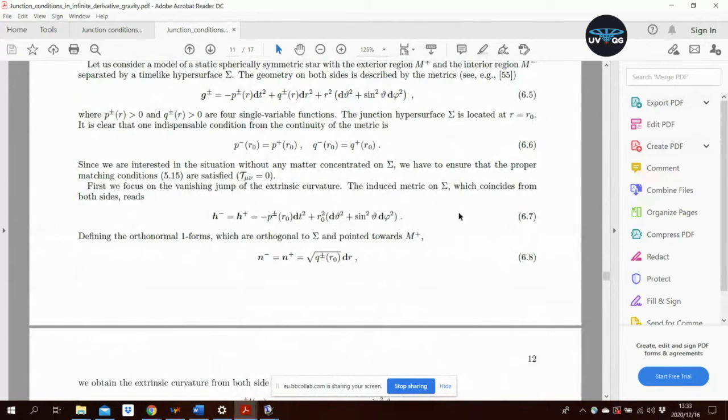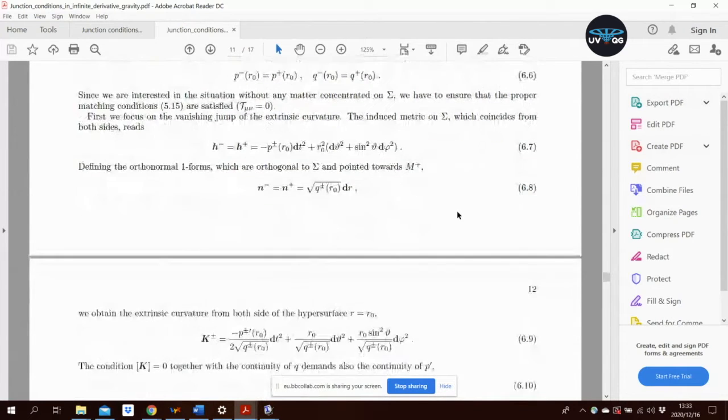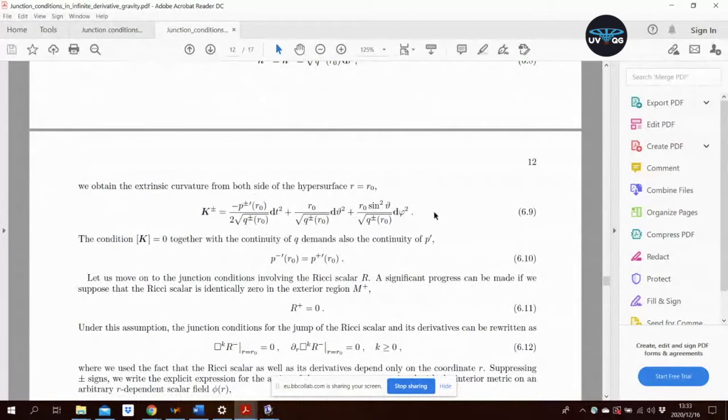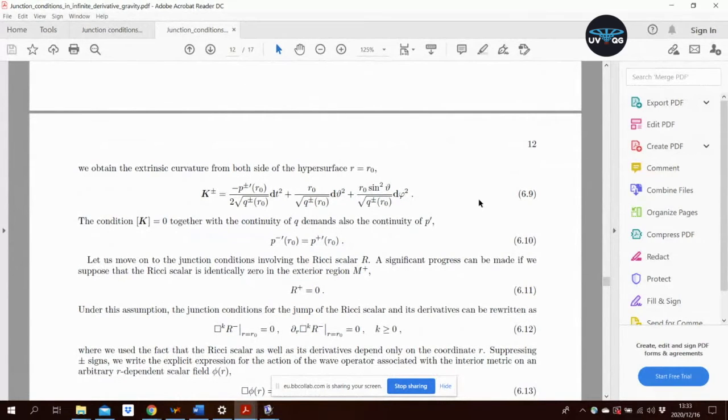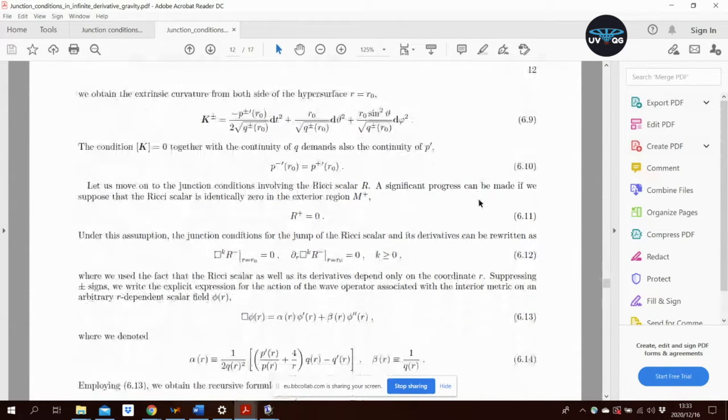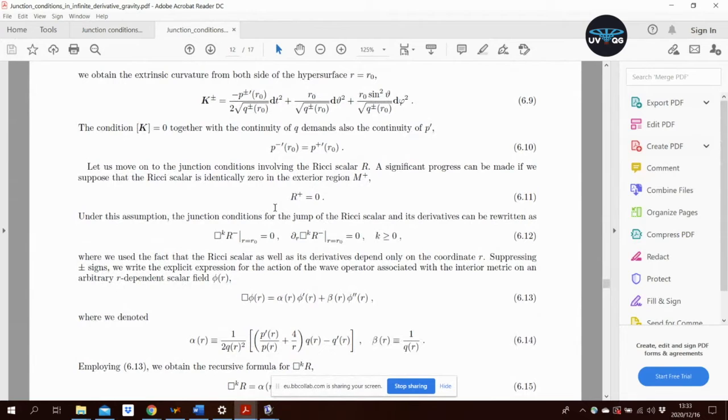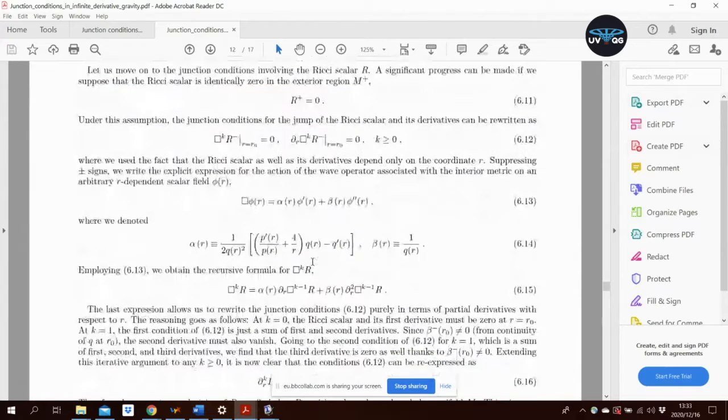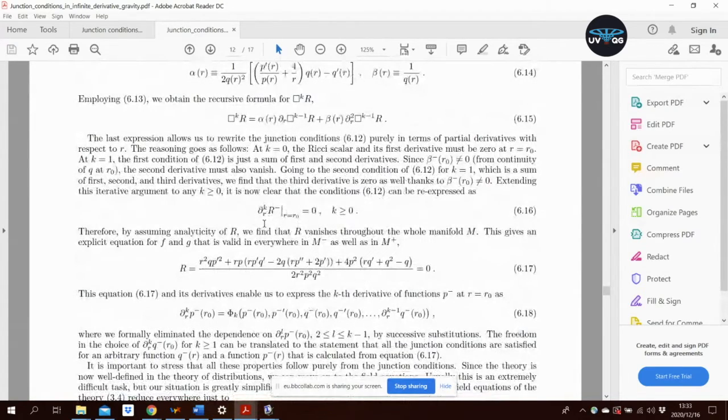we need to do the matching of the metric, and you need to do the matching of the second fundamental form, because in these stars we have assumed that we don't have thin shells. So if you don't have thin shells, your jump of the second fundamental form is going to be 0. And for the conditions of the Ricci scalar, if R plus is 0, then you perform calculations and you find that the value of the Ricci scalar and all its derivatives needs to be 0 at the hypersurface.